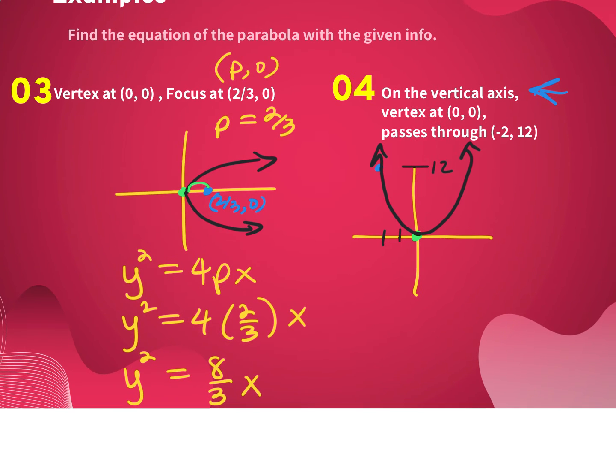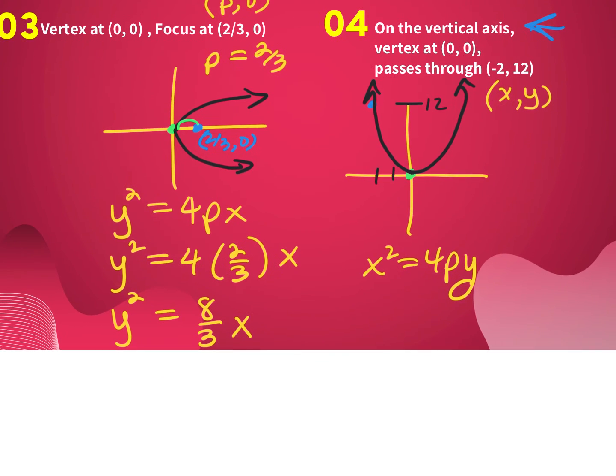So I'm going to be using the x squared equals 4py. Now, notice this time I know nothing about p. I don't have a focus, I don't have a directrix, so I can't figure out how many spaces away, but I've got an ordered pair. And remember, your ordered pair is x, y. So I'm going to plug in the ordered pair for x and y and solve for p. So I'm going to plug in 12 for the y and -2 for the x. So leave the p here this time.